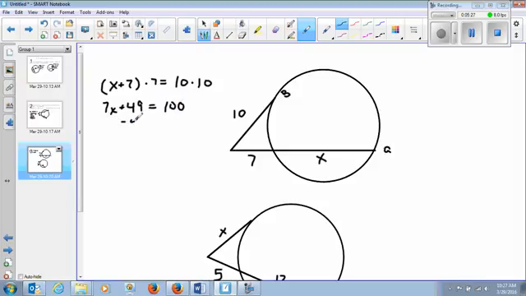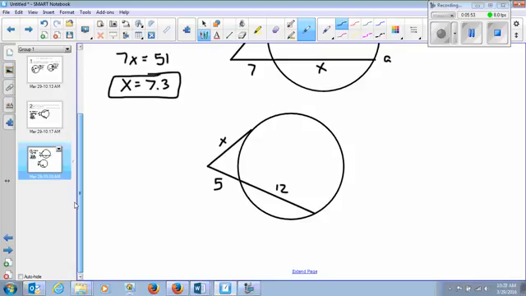We subtract 49 from both sides to get x by itself. So now we have 7x equals 51. And then I divide 51 by 7, and I get my answer that x is actually 7.3 rounded to the nearest tenth. So again, it's the whole segment times the part that's outside equals the other whole segment times the part that's outside. Let's look at another one of these, a little different.